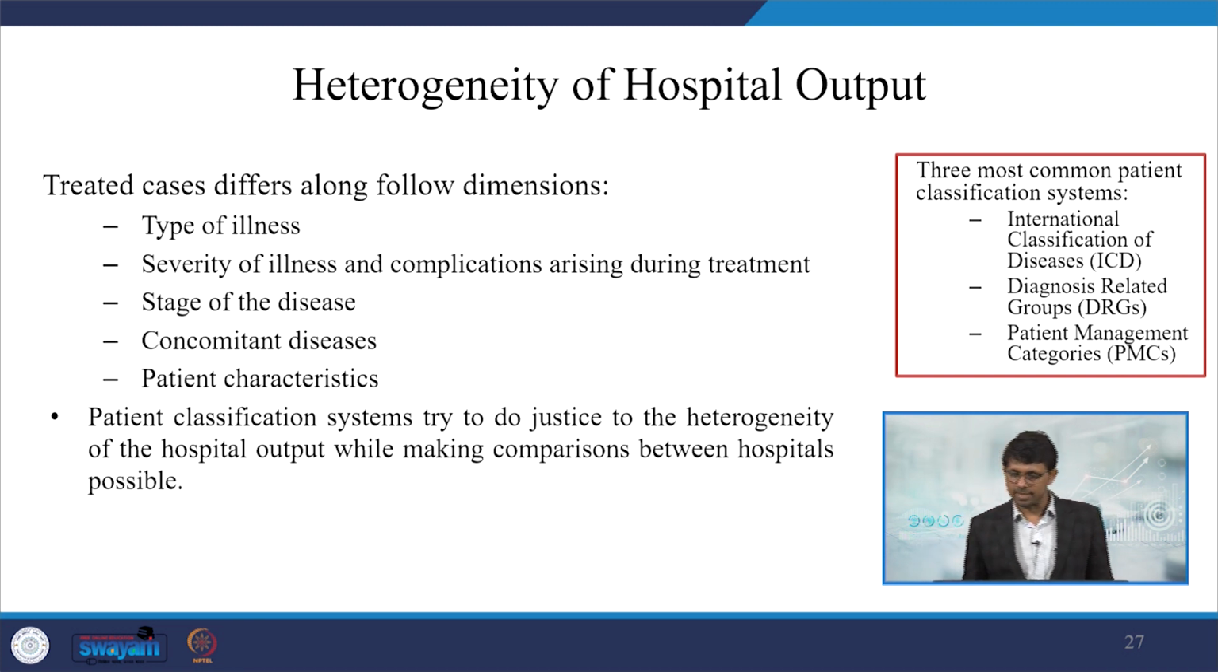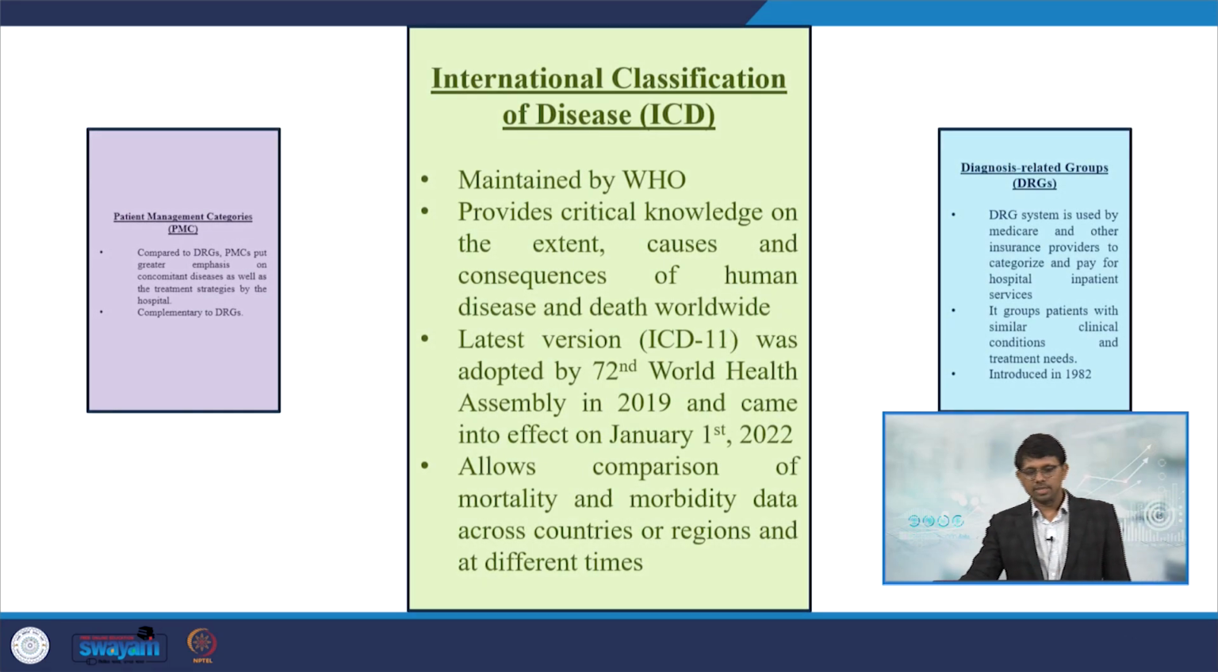Three most common patient classification systems we usually refer to. One is called the ICD standard, International Classification of Diseases, then diagnosis related groups, DRG groups, and patient management categories, called PMCs, etc. So, I think I have already explained. Now, I am emphasizing some of the standard referral databases and standardized categories related to disease classification. We refer to ICD. This is maintained by WHO. This provides critical knowledge on the extent, causes and consequences of human disease and death worldwide.